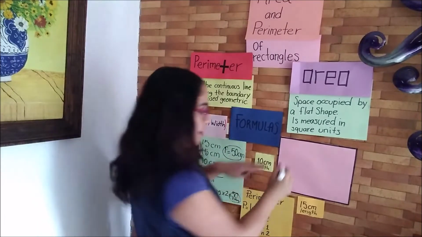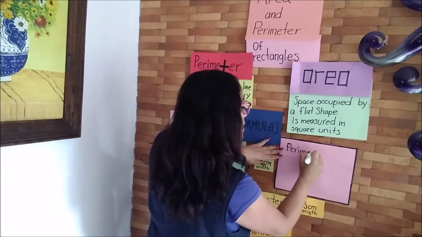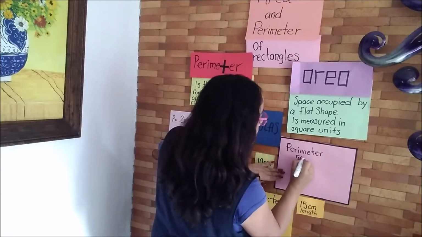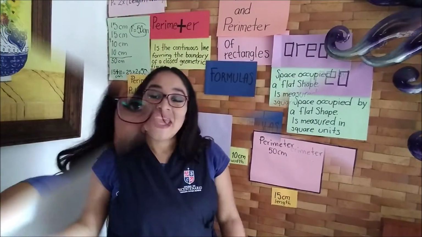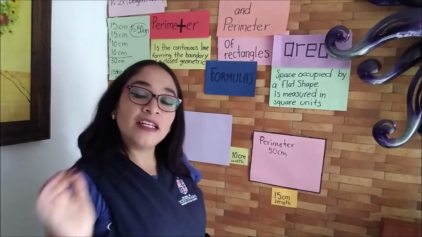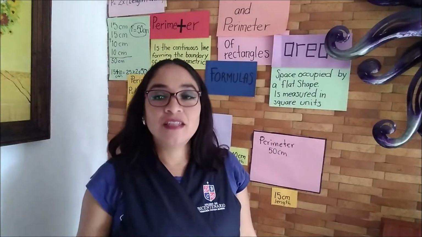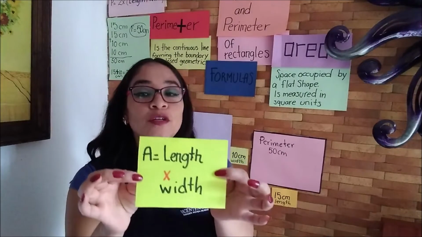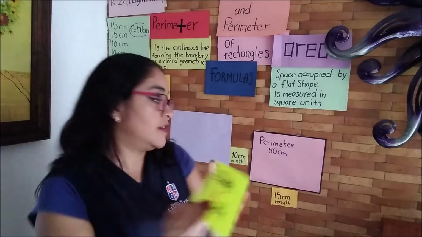This guy right here, its perimeter is 50 centimeters. And as I told you, for calculating area, we need to make a multiplication. So we have our formula right here. We're going to multiply the length by the width.